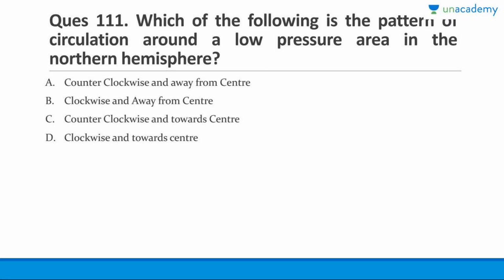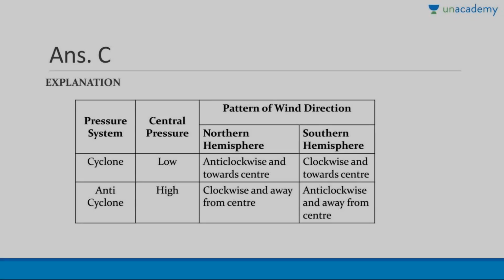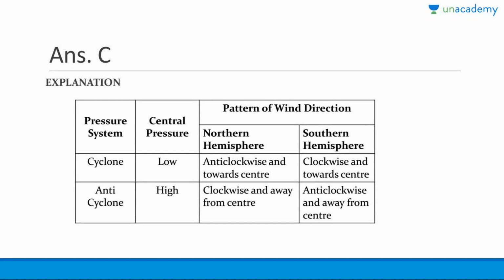Question 111. Which of the following is the pattern of circulation around a low pressure area in the northern hemisphere? So it will obviously be counterclockwise and towards the center in the northern hemisphere. So you can see here in the northern hemisphere it will be a cyclone, and if the central pressure is low, anti-clockwise and towards center.